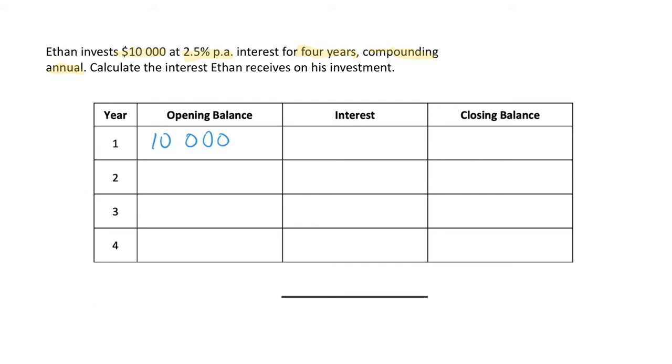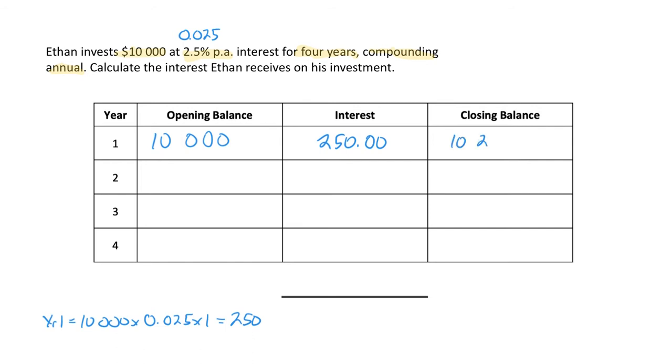And then we want to calculate his interest for year one. So his interest for year one is going to be our principal, $10,000, times our interest rate, divided by 100, to get 0.025, and we're doing it a year at a time, so our time period is 1 year, and that is going to equal $250. So the interest amount that Ethan is earning in year one is $250.